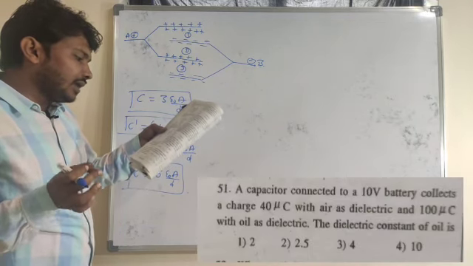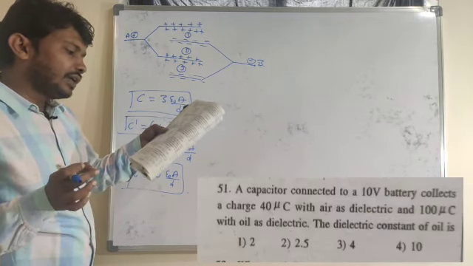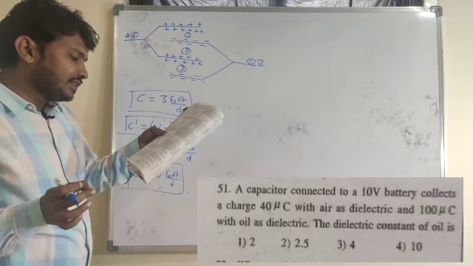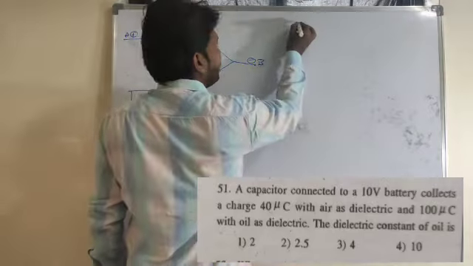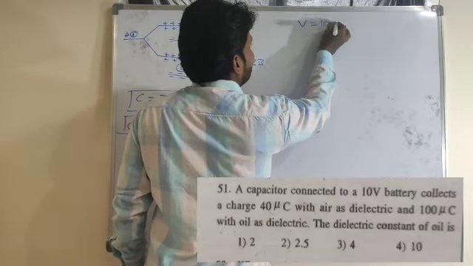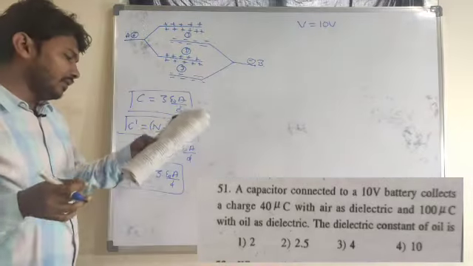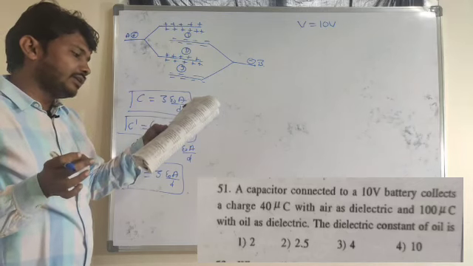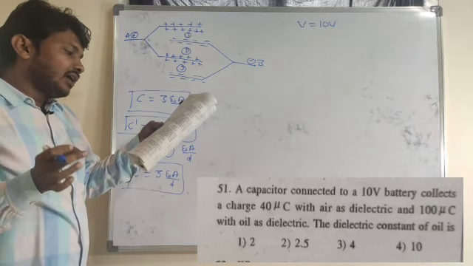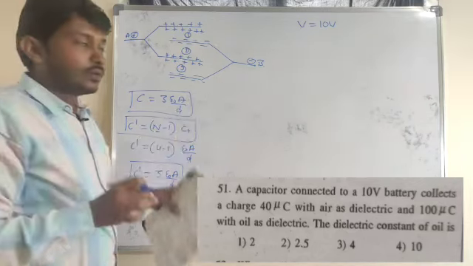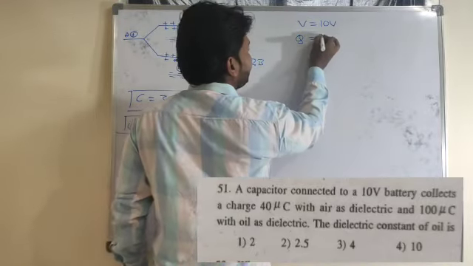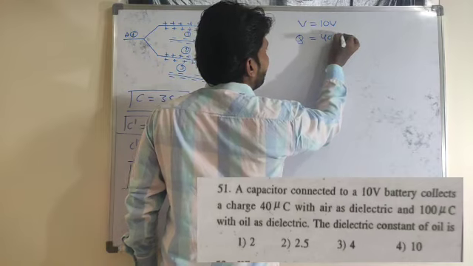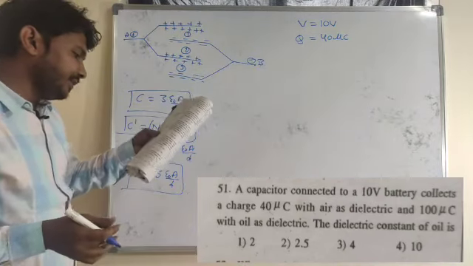A capacitor connected to a 10 volt battery collects a charge of 40 microcoulomb. So what's the voltage value here? It is connected to a battery of voltage 10 volt. The capacitor is connected to a 10 volt battery and collects a charge of 40 microcoulomb. How much charge is collecting here? 40 microcoulomb charge is collecting here.